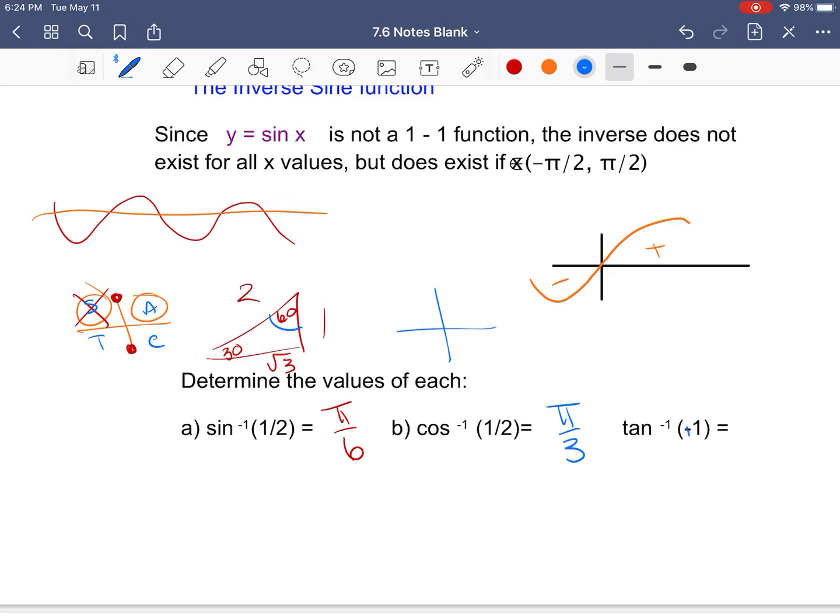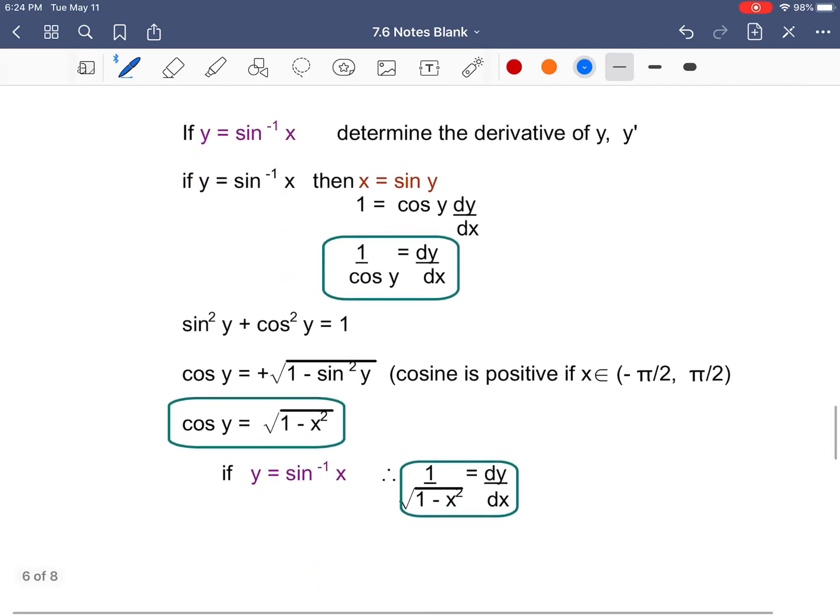And where is our tangent equal to? We're going to say +1. We can use either these values, like our 1, 0, our 0, 1. We can also go to our good friend, this triangle. And tangent is opposite over adjacent, and so that's at 45, which is pi/4.